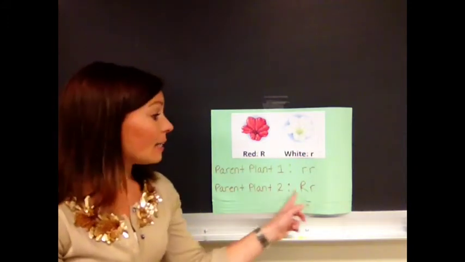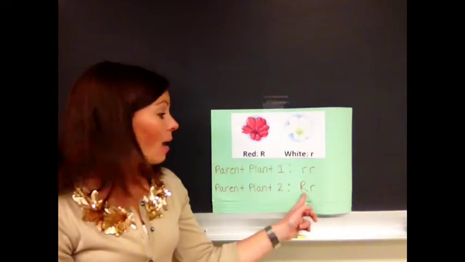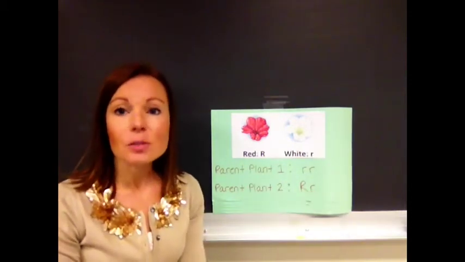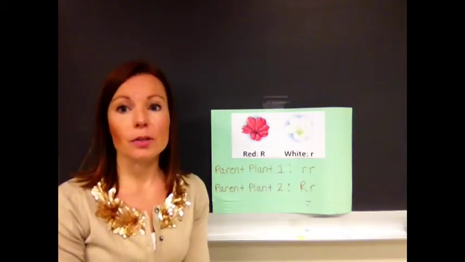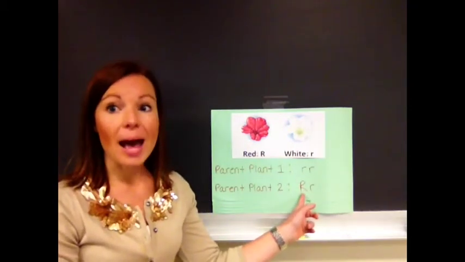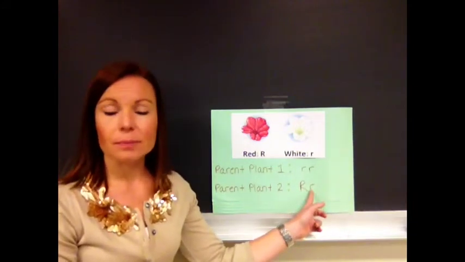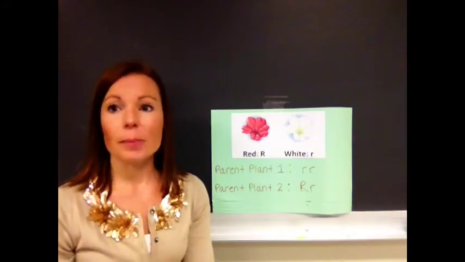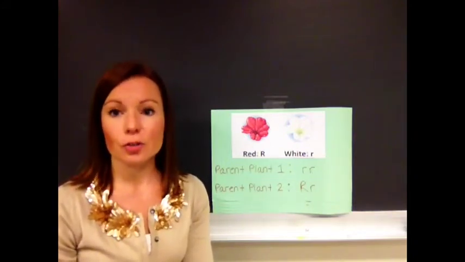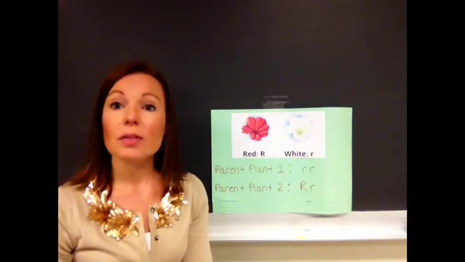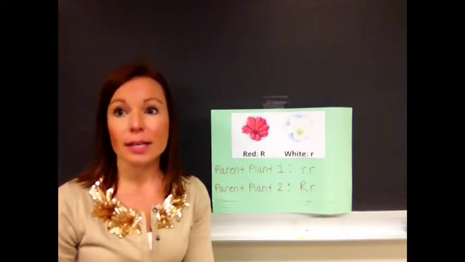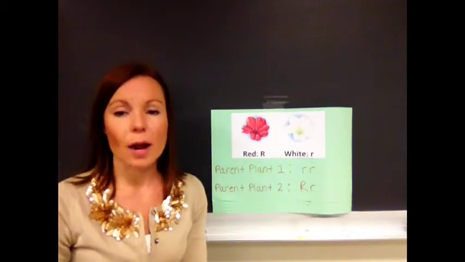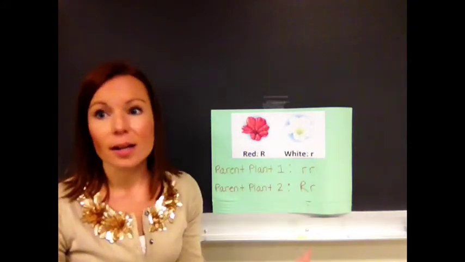The other parent is heterozygous. This means that they have one dominant allele and one recessive allele. That means that this parent plant will have red flowers because the dominant allele masks the recessive allele. Whenever you have a heterozygous individual, the dominant allele is going to mask the characteristic for the recessive allele. So the only thing that is displayed will be the dominant allele. In this case, the dominant allele is for red flowers. So this plant will have red flowers, not white, and not a combination of the two.